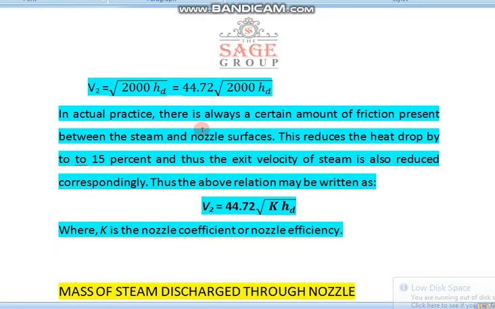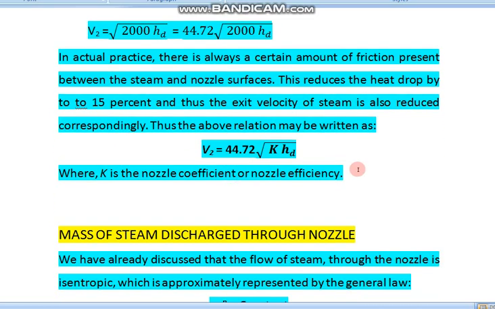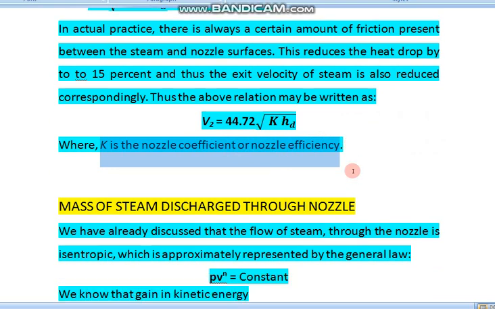In actual practice, there is always a certain amount of friction present between the steam and the nozzle surfaces. This reduces the heat drop by 10 to 15%, and thus the actual velocity of steam is also reduced correspondingly. Thus, the relation may be written as V2 is equal to 44.72 square root of K HD, where K is known as the efficiency of the nozzle.